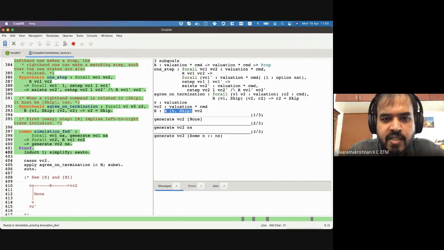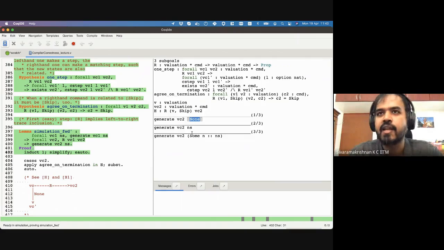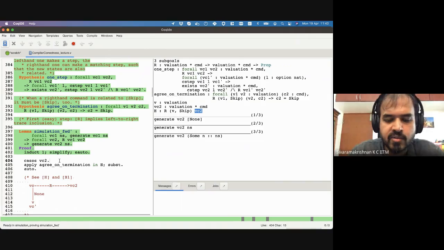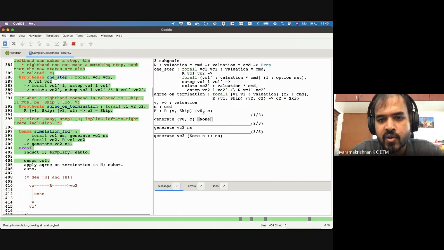So firstly, what we are going to do is to say something about the final state, right? So what we have is left-hand side is already at skip, right? And right-hand side is VC2. Let's break it down to introduce the variables, right? We know it's a tuple. So when I do cases, it breaks down to V0 C.